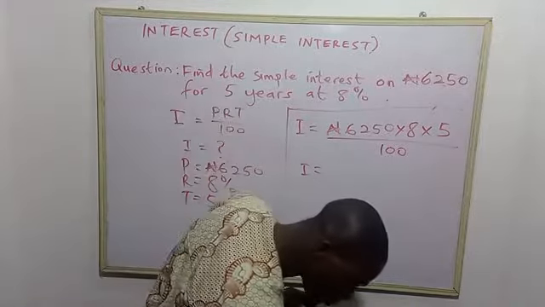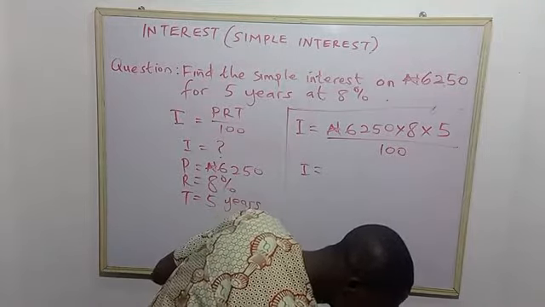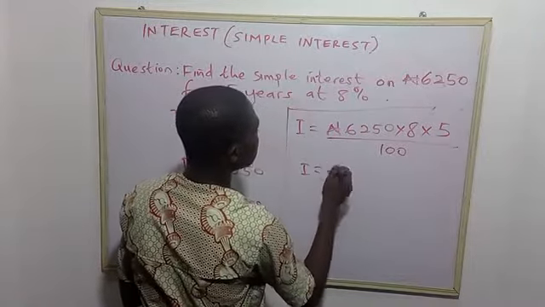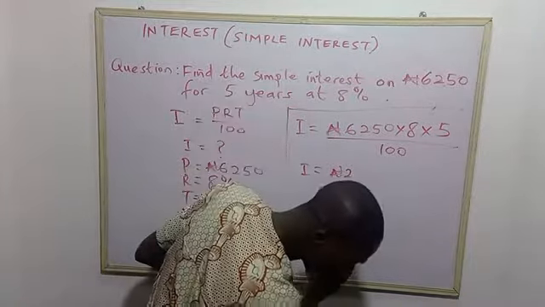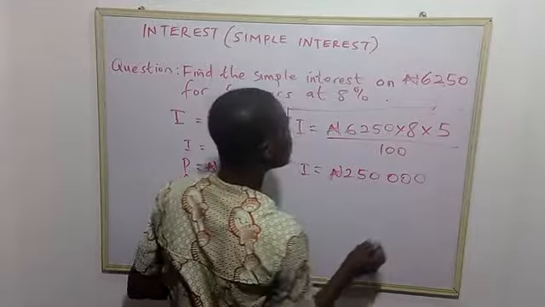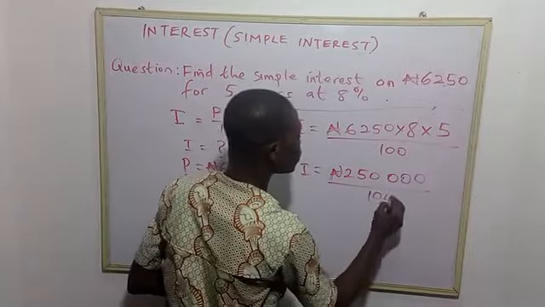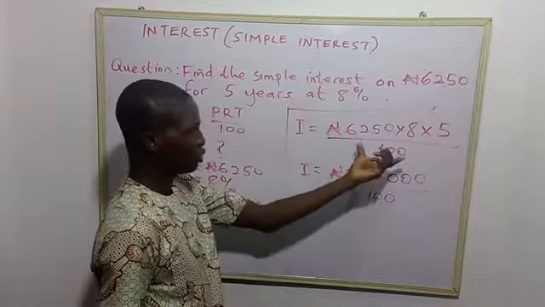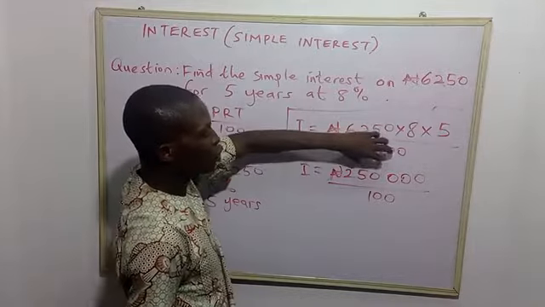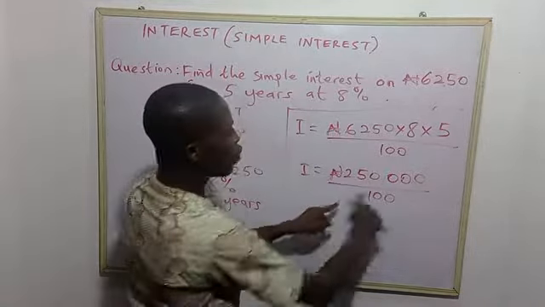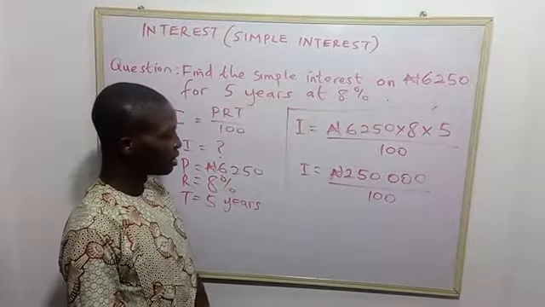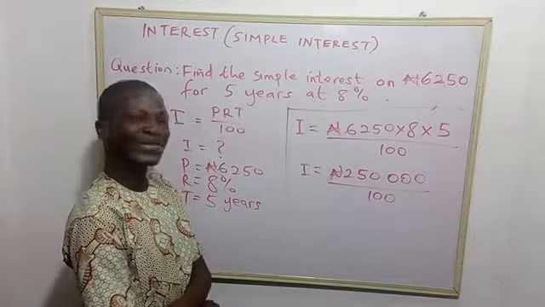Okay, so we get, let's confirm that. So we are going to get 250,000 divided by 100. That's what we get if you confirm it. Okay, so you can confirm that 6,250 multiplied by 8 multiplied by 5 gives you 250,000. So then over the 100. Hope I'm not in haste to get you what you need.